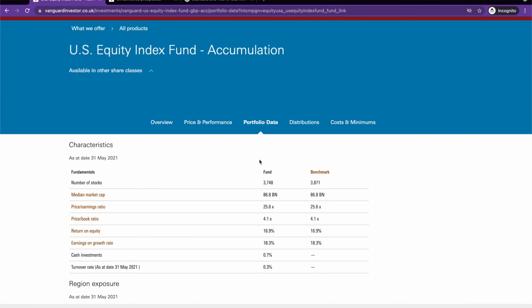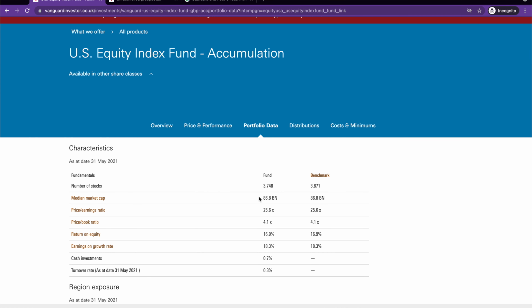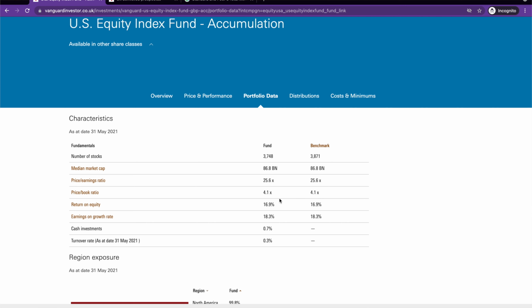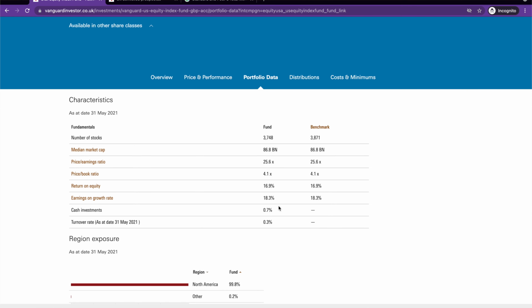All right, so let's look at the portfolio data here. These are some of the fundamentals. The number of stocks held in the fund, roughly 3,700. The median market capitalization of all the securities or companies held in the fund, roughly 87 billion. The price to earnings or PE ratio, 25.6 times. The price to book ratio, 4.1. ROE or return on equity, 16%, and so on and so forth.